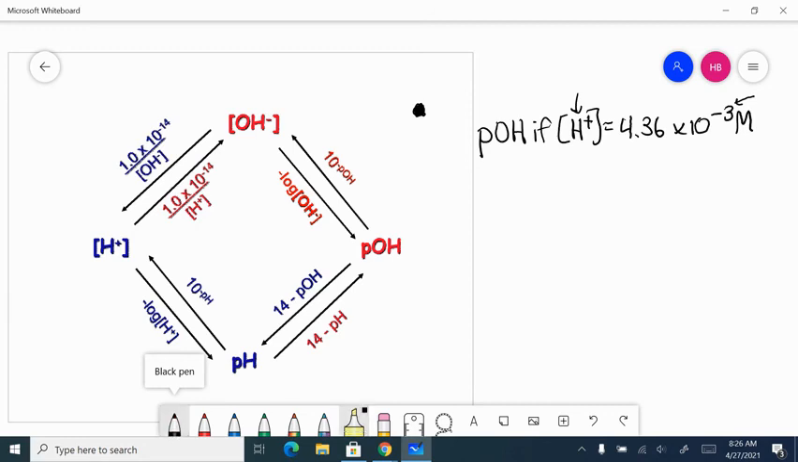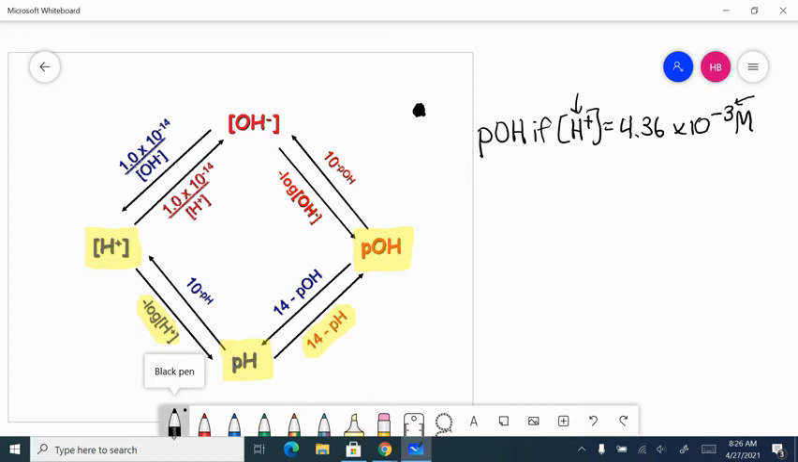Okay, let's go to our square again. This time we're given H plus and we're asked to find pOH. Again, you can go either way, but for my purposes, I'm always going to pick the easy way that takes me through the pH. So my first step is going to be the negative log of the concentration of H plus to give me the pH, and then I'll take 14 minus the pH.